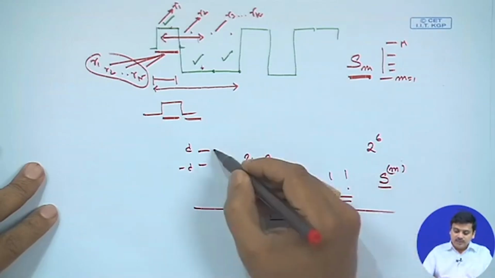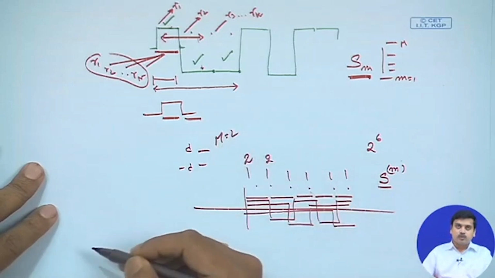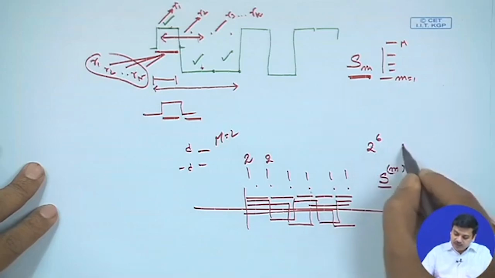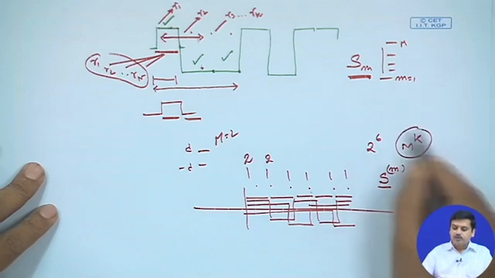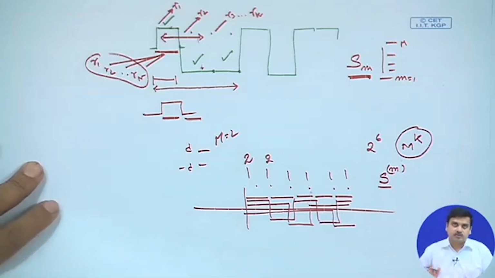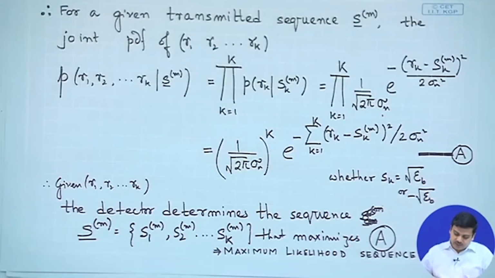So, note in this case our capital M is 2, however, we have M to the power of k possible such combinations. Similar logic we had used in source coding. So, it should not be confusing at this stage.